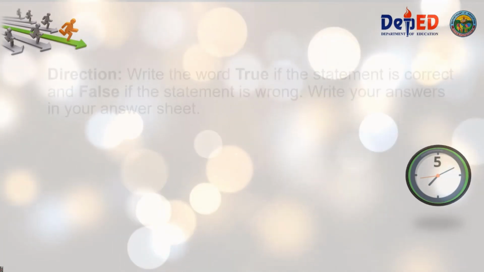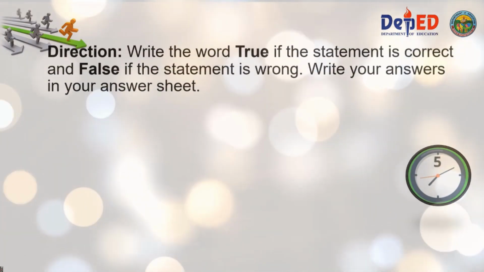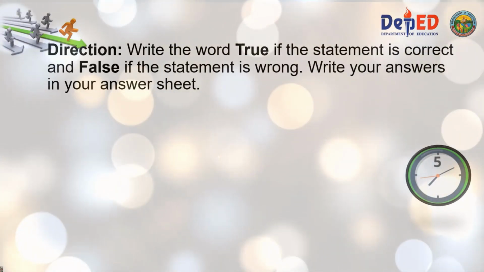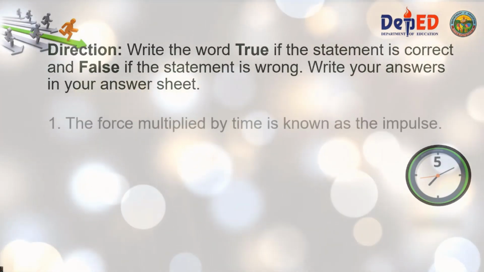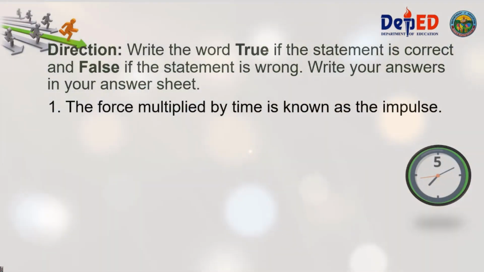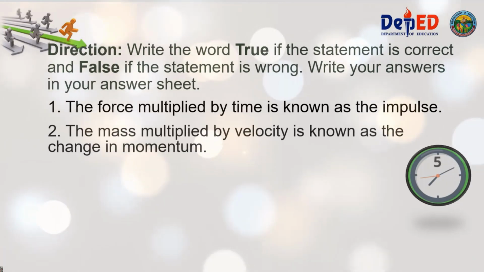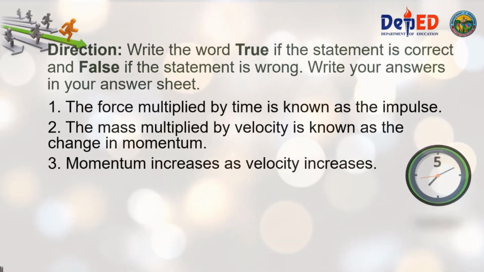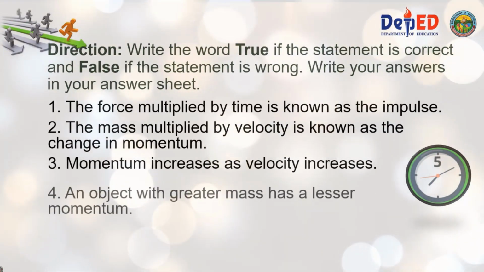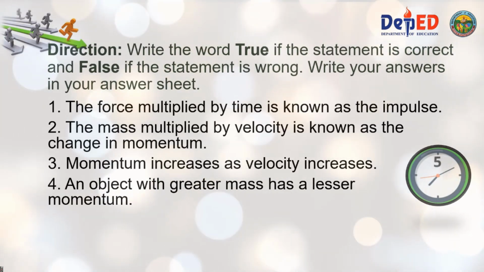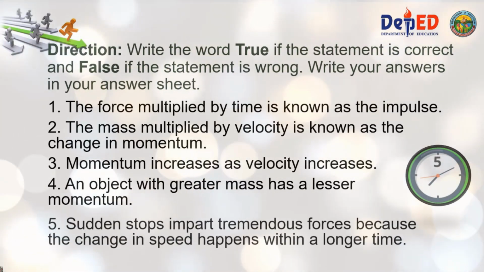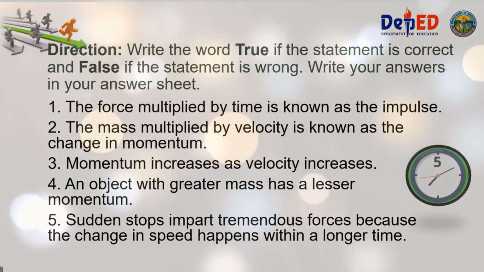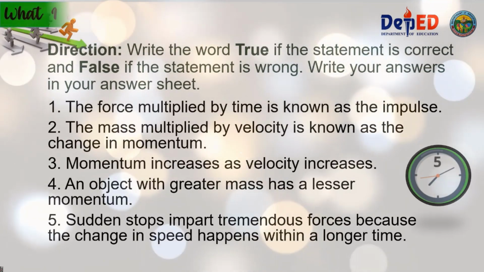Let us measure what you have learned about our lesson. Direction. Write the word true if the statement is correct and false if the statement is wrong. Write your answers in your answer sheet. Number 1. The force multiplied by time is known as the impulse. Number 2. The mass multiplied by velocity is known as the change in momentum. Number 3. Momentum increases as velocity increases. Number 4. An object with greater mass has a lesser momentum. Number 5. Sudden stops impart tremendous forces because the change in speeds happens within a longer time.